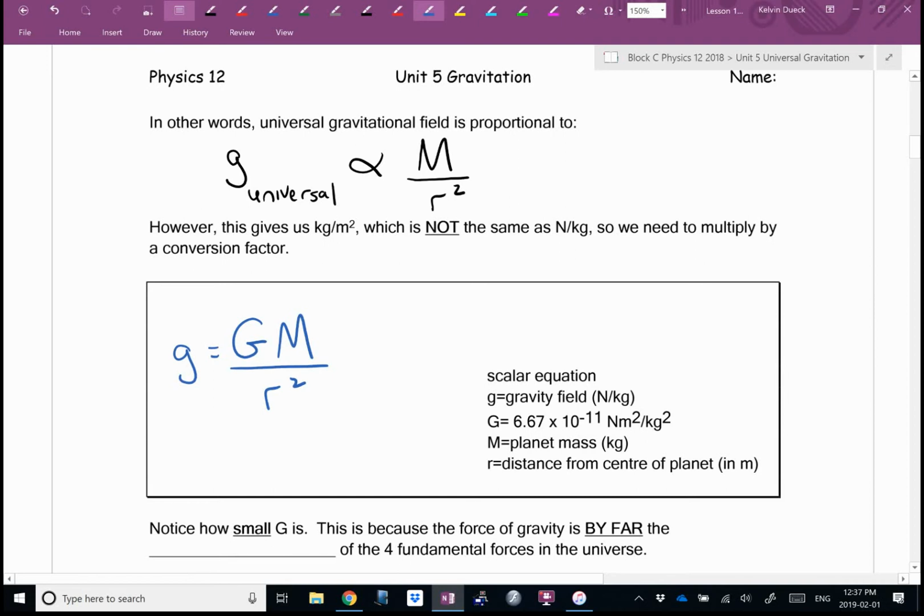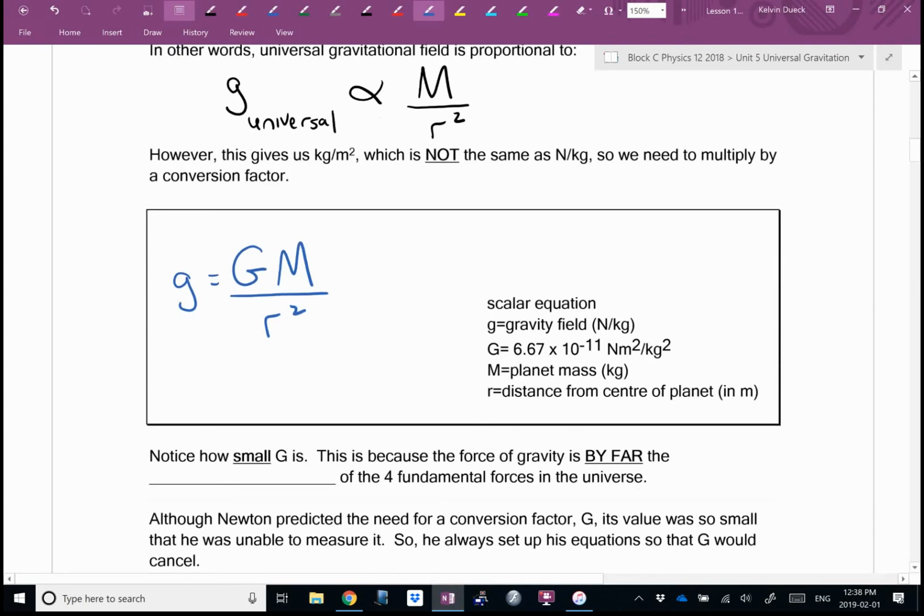6.67 times 10 to the negative what? Is that big or is that small? The gravitational constant of the universe is 0.0000000000667. Gravity is an incredibly, incredibly weak force. I think it's 10 to the negative 38 times as strong or as weak as the force that holds the atoms together. So it is by far the weakest.